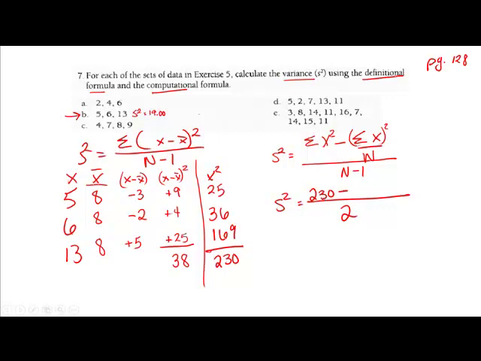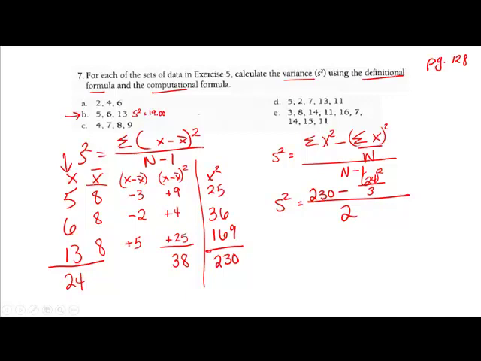Now the next thing I need is the sum of x squared divided by n. Inside the parentheses, it has the sum of x. So that is not the sum of x squared, like we just did in the first part. It is the sum of x over here. So let's do the sum there. 5 plus 6 is 11, plus 13, that's 24. So now I need 24 squared divided by n. N, remember, was 3.